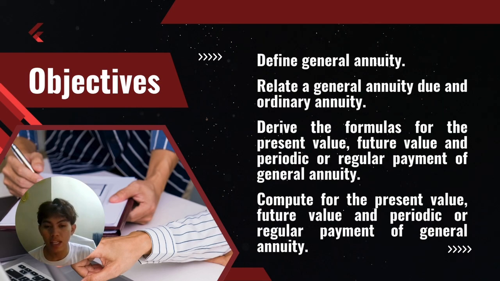But first, let's have the objectives for this lesson. The objectives for general annuity are to define what is general annuity, relate a general annuity due and ordinary annuity, derive the formulas for the present value, future value, and periodic or regular payment of general annuity, and compute for the present value, future value, and periodic regular payment of general annuity.